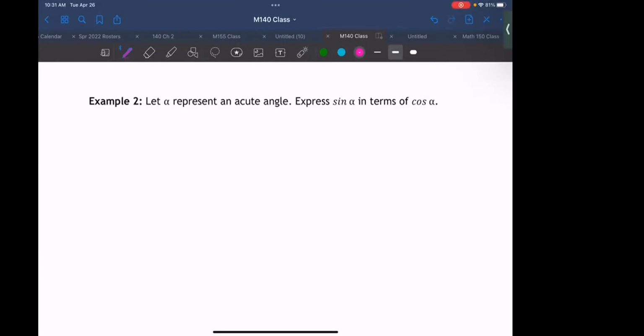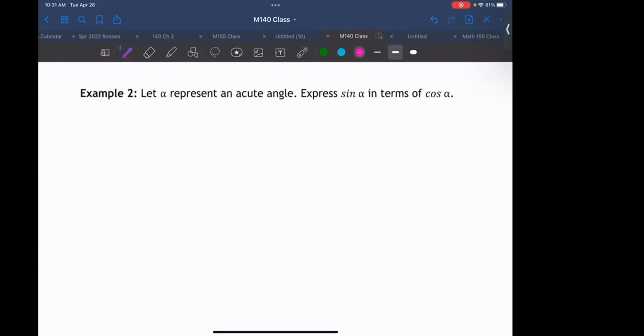Okay. So let's kind of read example 2. Alpha is an acute angle, and we want to represent sine of alpha in terms of cosine of alpha. Okay. All this is saying is I want to get sine on one side of the equation, and I want cosine to be in like the rest of the equation. Okay. So I want my answer to look like sine alpha equals something, and there better be a cosine in here. Okay. And nothing else.